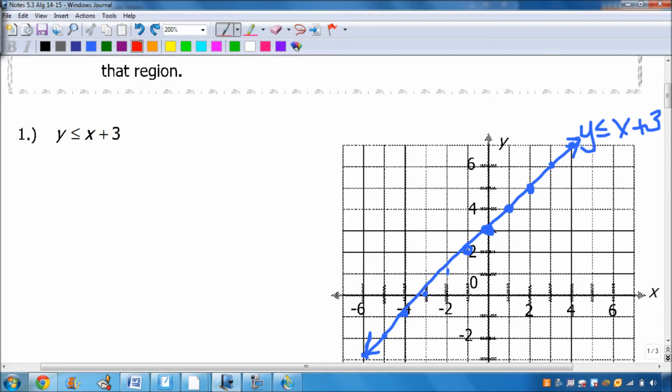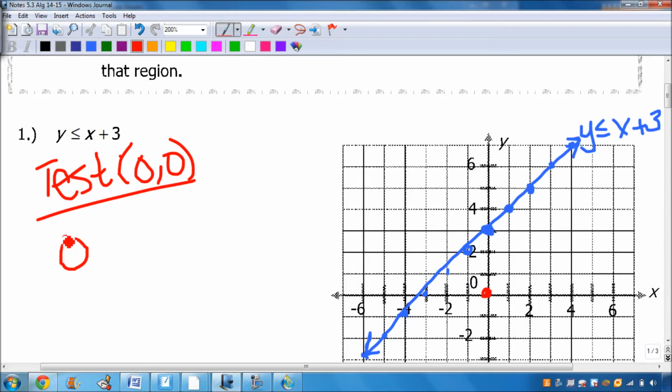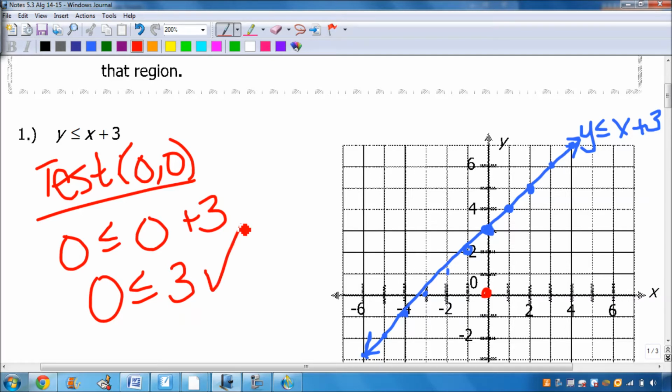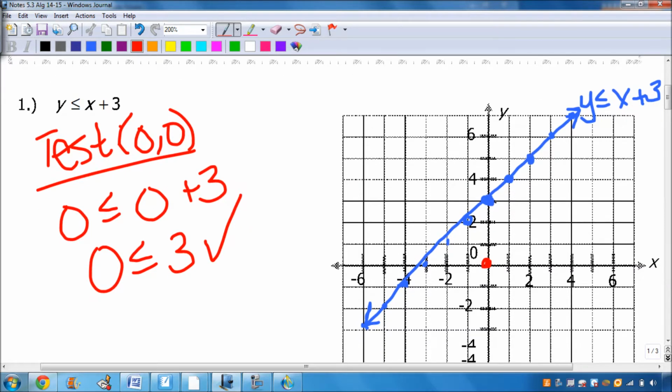I generally like to test 0, 0 just to see if it works or not, and also 0, 0 is the easiest coordinate that you can plug in. So let's do our test. So if I were to test 0, 0, it would look like this. 0 is less than or equal to 0 plus 3. 0 is less than or equal to 3. That is a true statement. It works, so everything underneath will work.